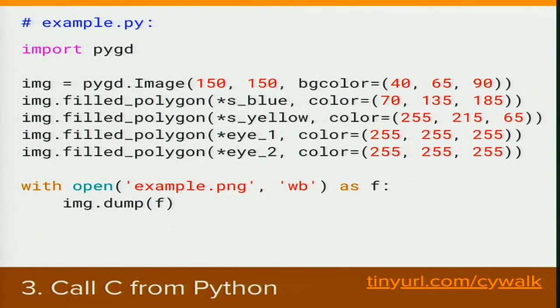So we'll compile that down with setup.py. We get a nice shared object that we can import into Python in the usual ways. And as an example, we're going to use plain Python to import that module and create an image. We get a regular Python object back, which we can call methods on, fillPolygon.